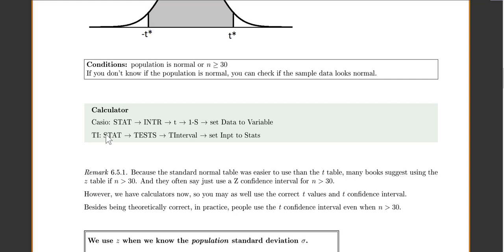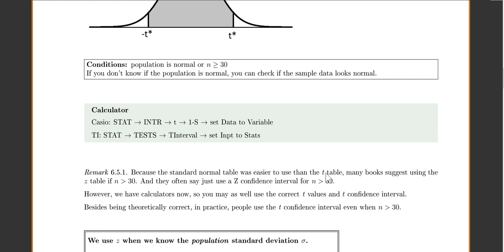We're not actually going to do these by hand though, we're going to use our calculator. So in either calculator, we're looking for something that has a t confidence interval. We're also dealing with just one sample, because that's all we've learned how to do yet. Now, just as a remark, our standard normal table was so much easier to use than a t-table.